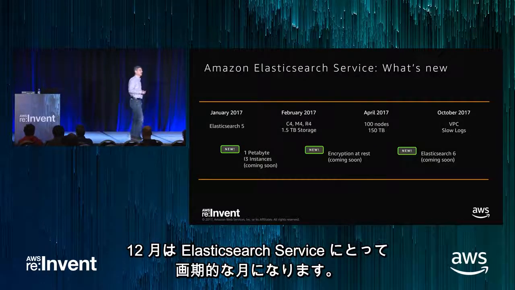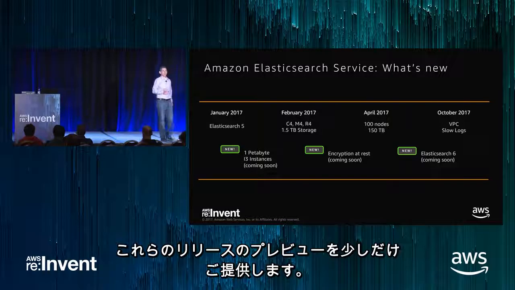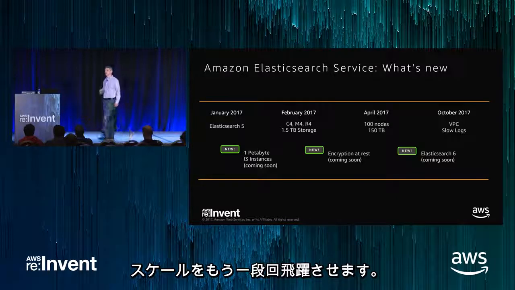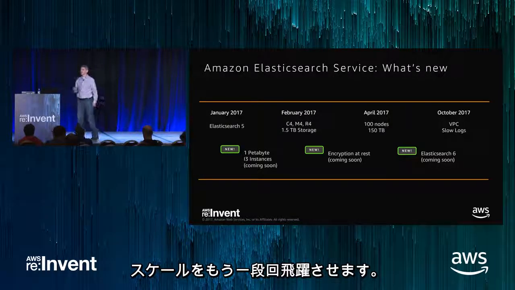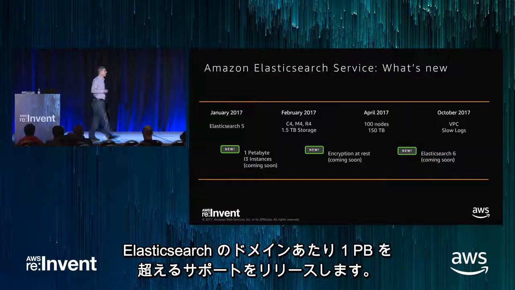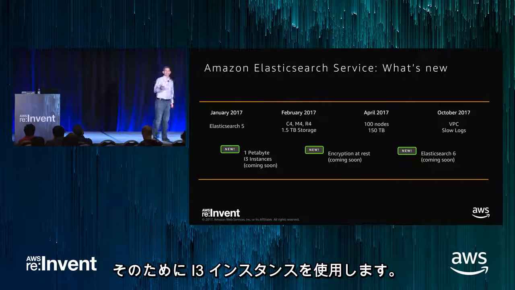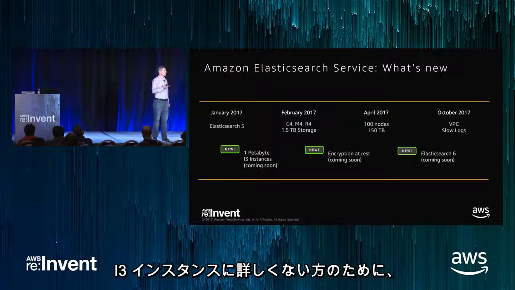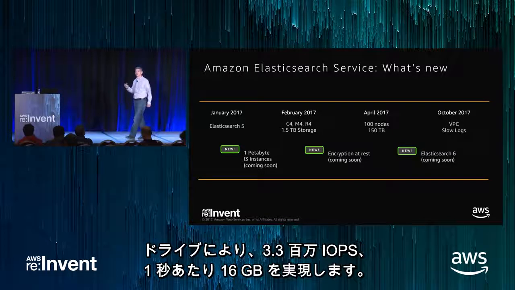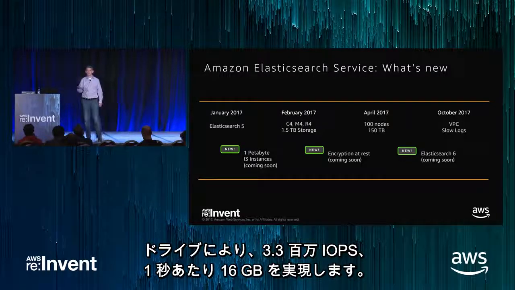December is going to be a really big month for Elasticsearch service. We have 3 big releases coming out, and so I'll give you a small preview of those releases. We intend to take another step function in scale. So we'll be launching support for over 1 petabyte per domain in Elasticsearch. We're going to be using i3 instances for that. For those of you who are not familiar with i3 instances, they're pretty much like our R4s, but they have really cool NVMe SSD drives. They give you 3.3 million IOPS, 16 gigabytes per second.